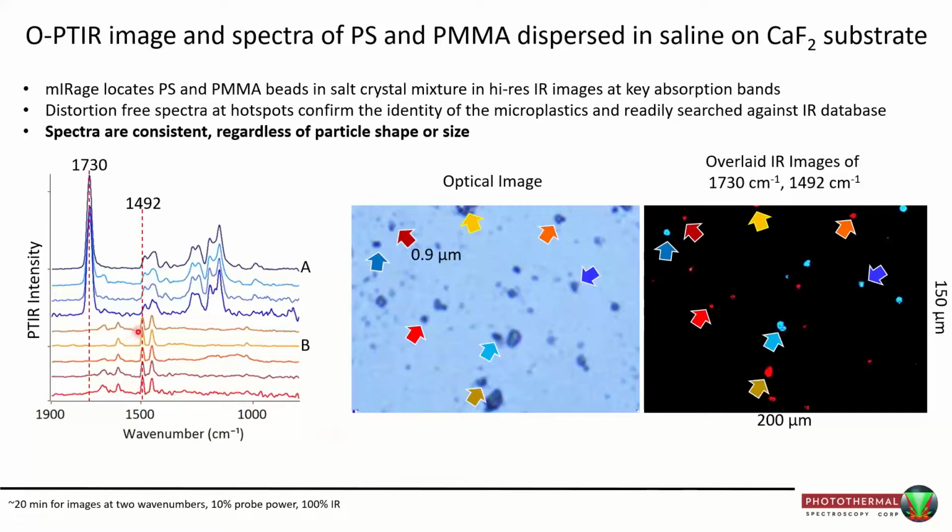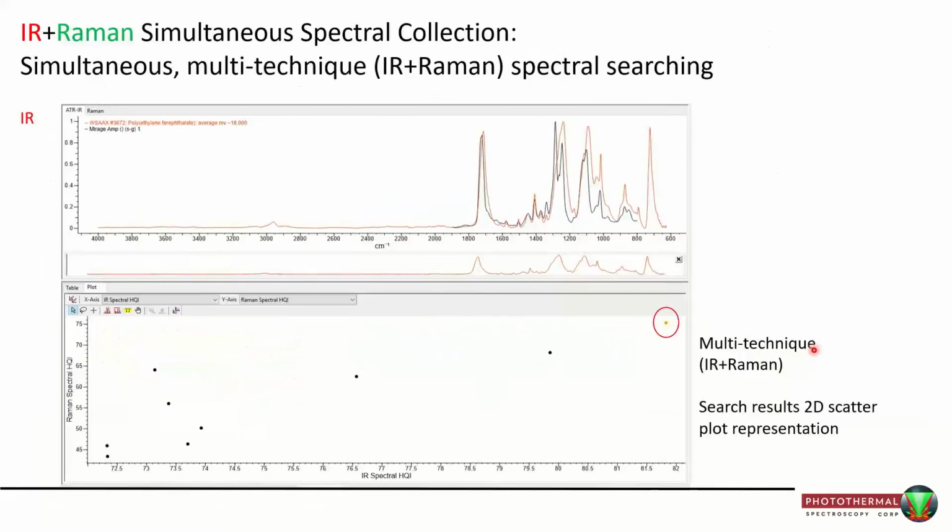So the spectra in the bottom half here are all the polystyrene. You can see the spectra look like polystyrene, regardless of particle shape or size. And in this case, being a simple binary mixture, taking those two frequencies and doing single frequency imaging, only those particles light up, not the salt crystals, not anything else.